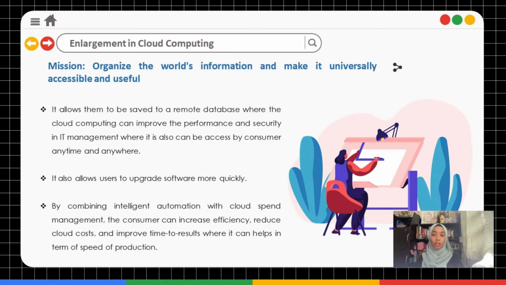Besides, it also allows users to upgrade software more quickly because software companies can deliver their products through the web rather than more traditional tangible methods such as disks or flash drives. By combining intelligent automation with cloud spend management, the consumer can increase efficiency, reduce cloud costs, and improve time to result, where it can help in terms of speed of production. Cloud computing will contribute to products and services becoming more productive and running smoothly.